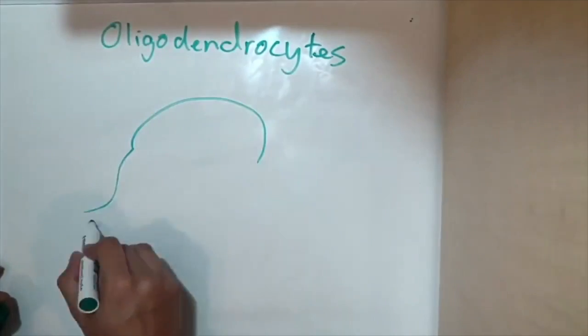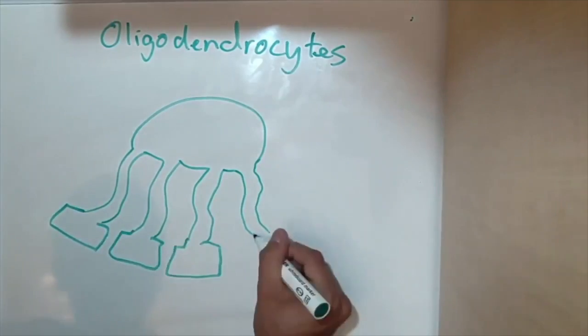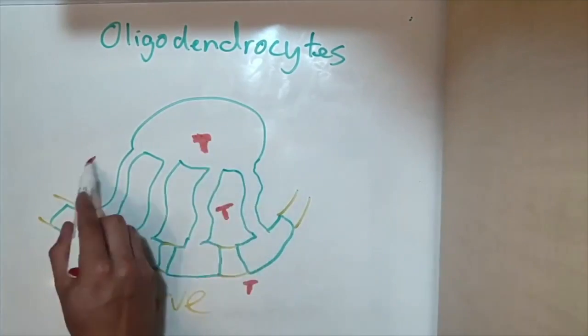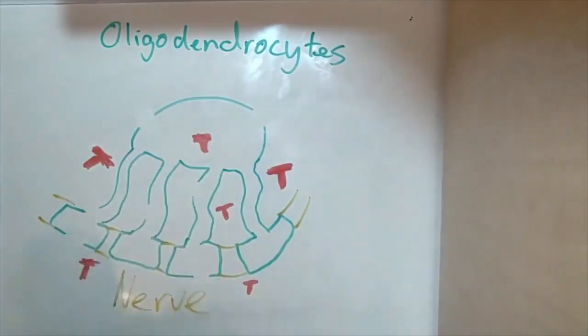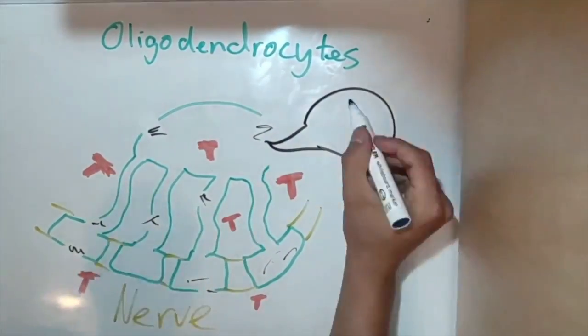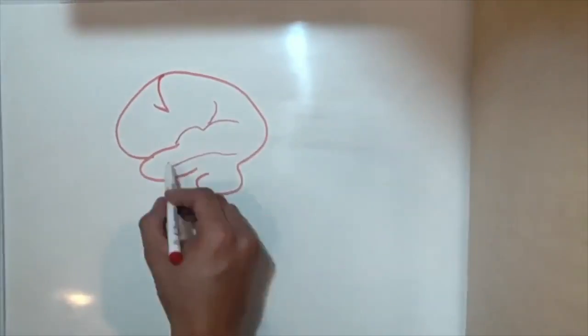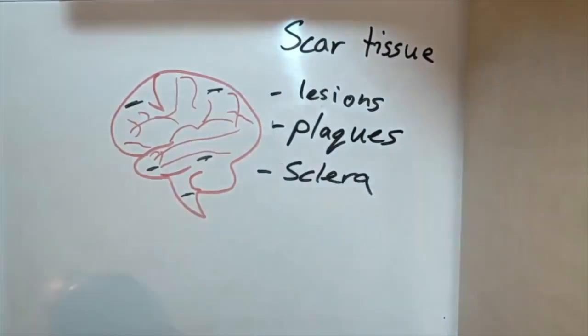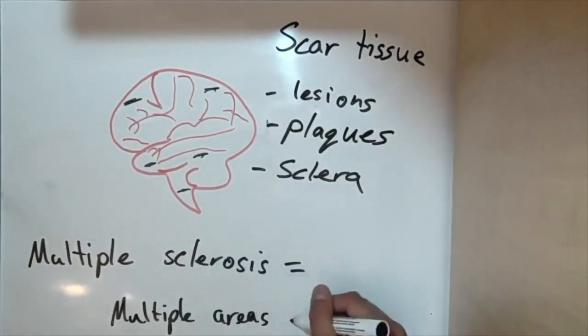Oligodendrocytes are cells in the brain with arms that wrap around nerve cells. They form a fatty membrane called a myelin sheath, which insulates and protects the neuron. Cytotoxic T cells attack the cells of the CNS and helper T cells activate macrophages, which target myelin and oligodendrocytes. Damaged areas also develop scar tissue, which are called lesions, plaque, or sclera. This is how the disease gets its name: multiple areas of scarring.